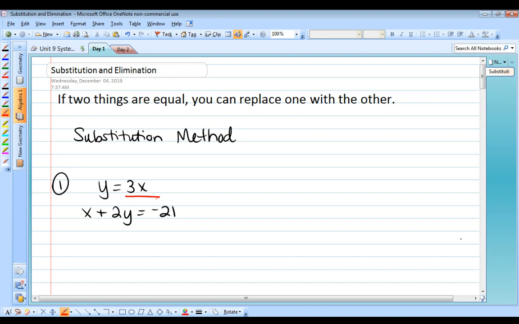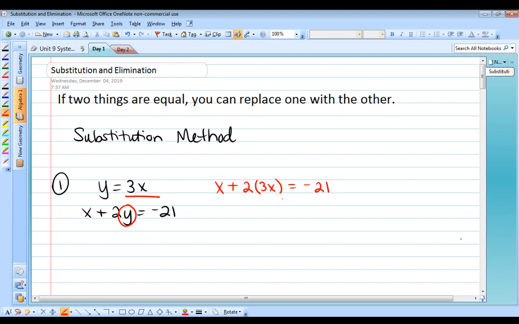Well, the next equation says x plus 2y equals negative 21. So there is a y in that equation. And since I know that y equals 3x, I can put 3x in the place of the y. So that's what I'm going to do. I'm going to copy the second equation, x plus 2. Now, where it had a y, I'm going to use parentheses, and I'm going to substitute the 3x in the y's place. And then we'll continue copying the equation. Now my equation has all x's in it, and I will be able to solve that equation for x.